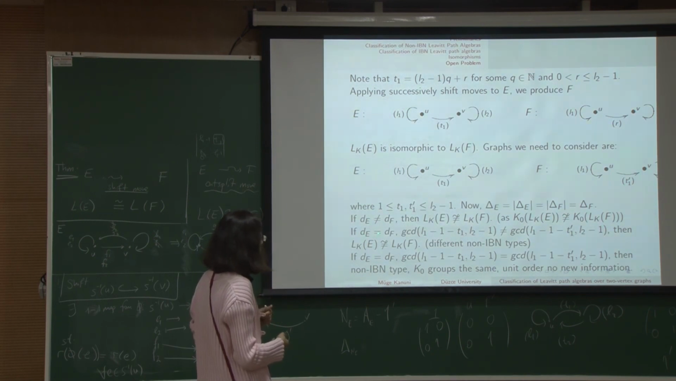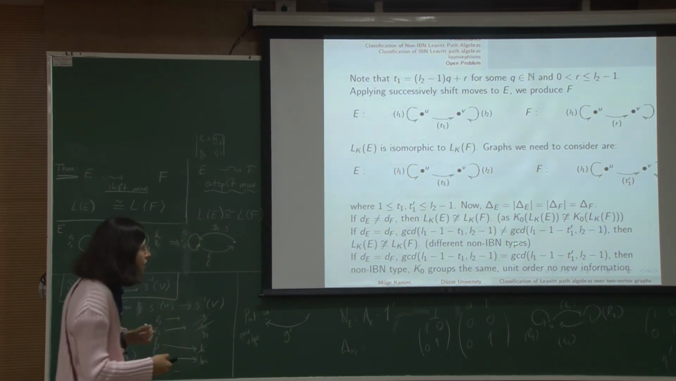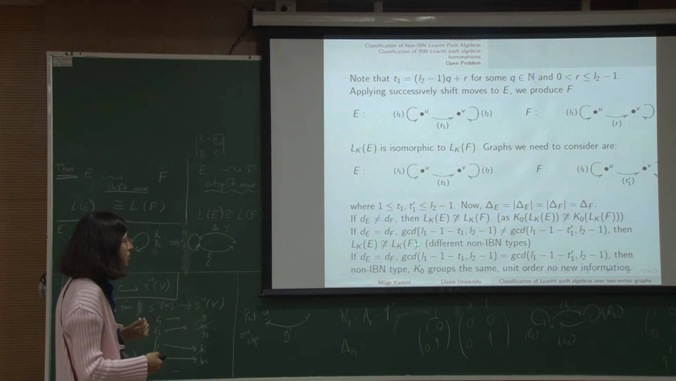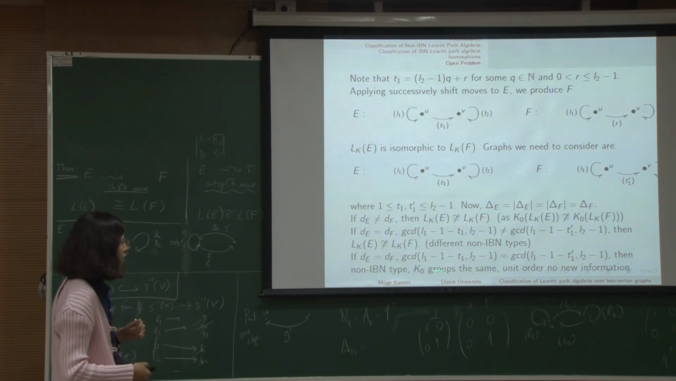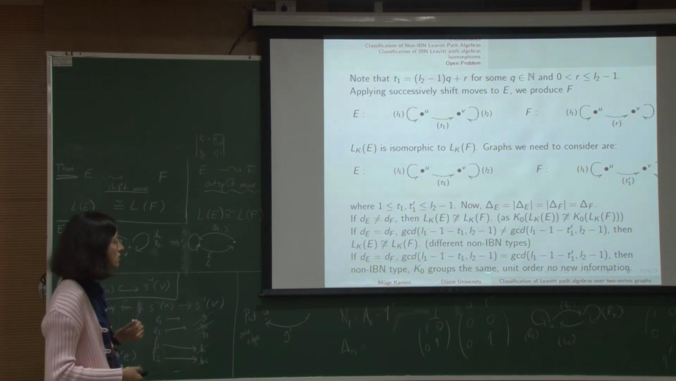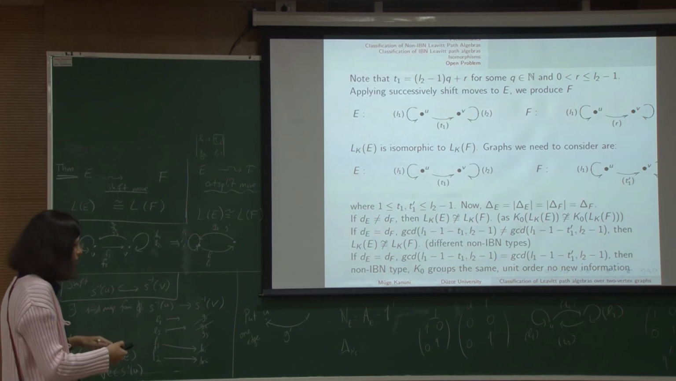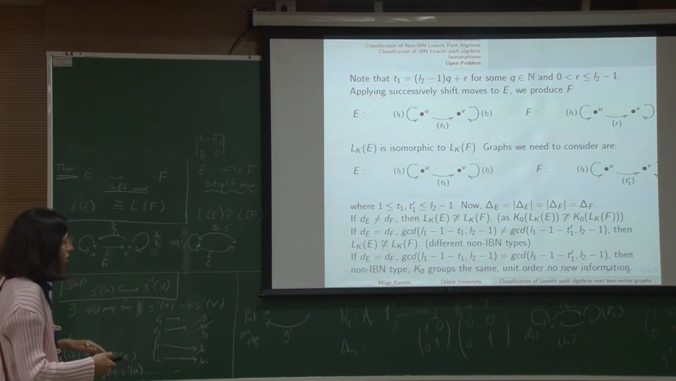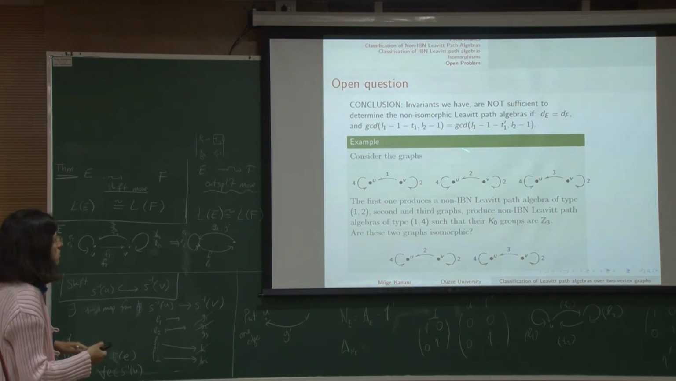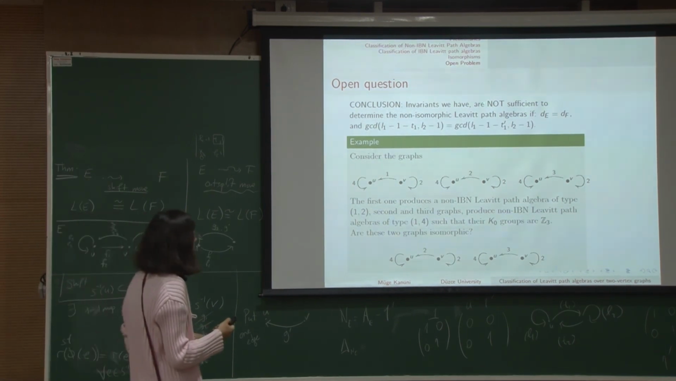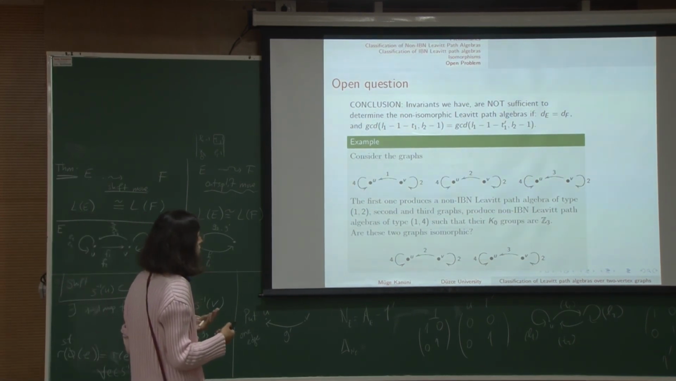Fine. However, if the K0s are the same and this is different, then the types are different. So that is again telling me they're not isomorphic. However, I'm stuck if I have the case where these are the same and these are the same. IBN type, K0s are the same. Unit order, it doesn't give me any information. It's absolutely unknown. So I don't have sufficient invariants to determine whether these are isomorphic or not.